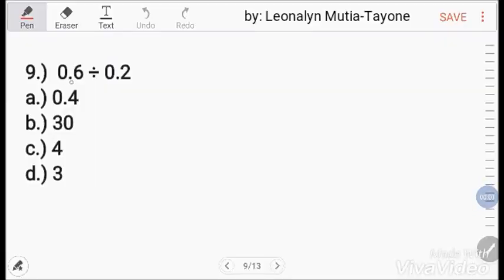Number 9, 0.6 divided by 0.2. So, pareho lang din yan sa 6 divided by 2. And the answer is 3. Kasi ito, i-multiply mo ng 10. Ito, i-multiply mo rin siya ng 10 para maging whole number siya.